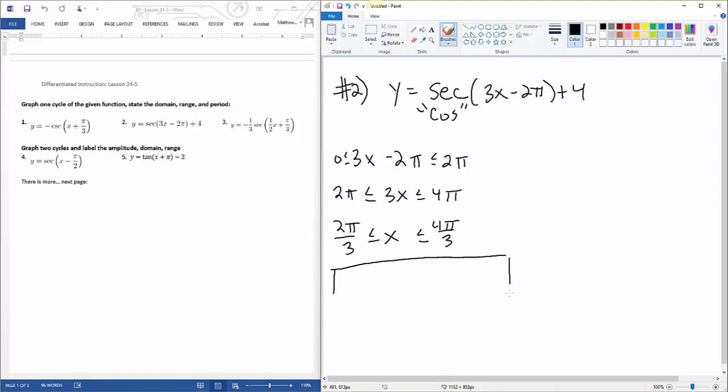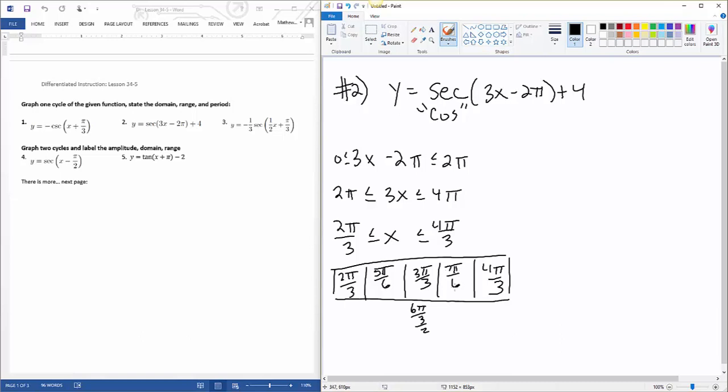And so now I can create the value box. 2 pi thirds, 4 pi thirds. Add them together, divide by 2. That's going to give me 6 pi thirds divided by 2. So that's going to be 3 pi thirds. And then add these together and divide by 2. That's going to give me 5 pi 6, and then add 7 pi 6.